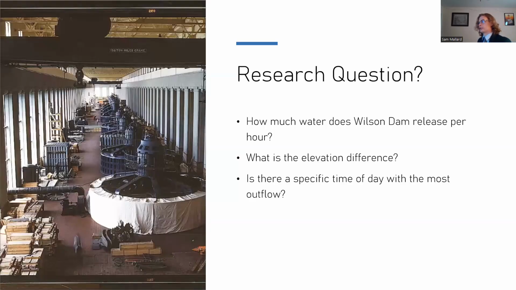What is my research question? My research question is how much water does Wilson Dam release per hour? What is the elevation difference? And is there a specific time of day with the most outflow?